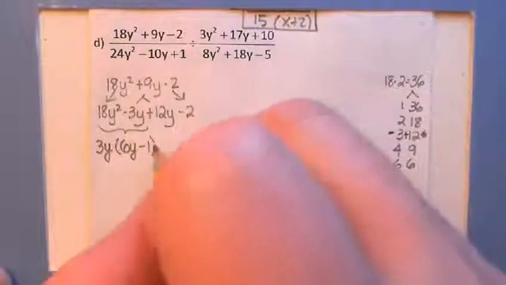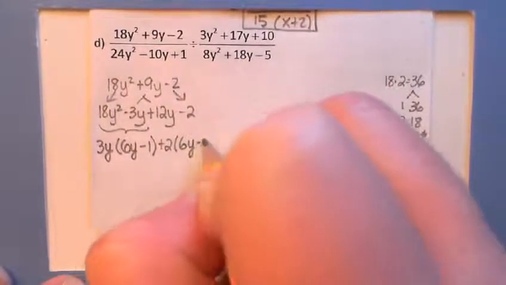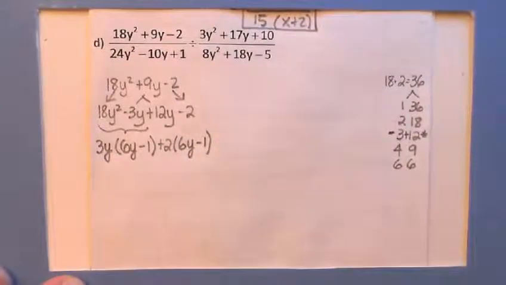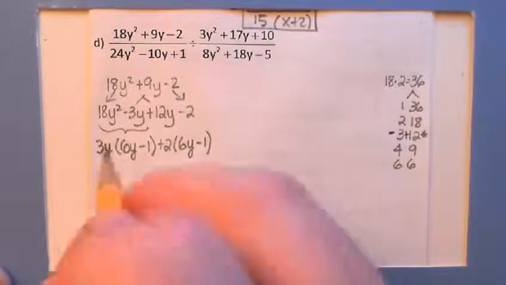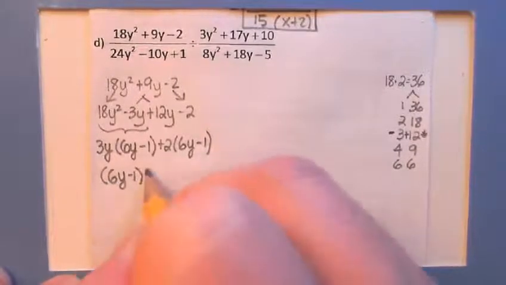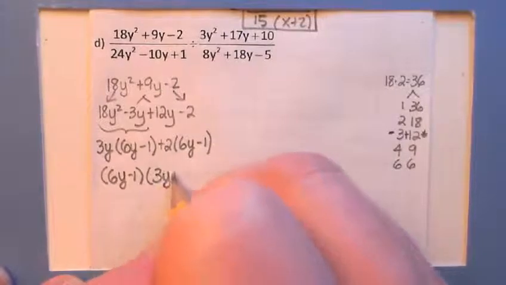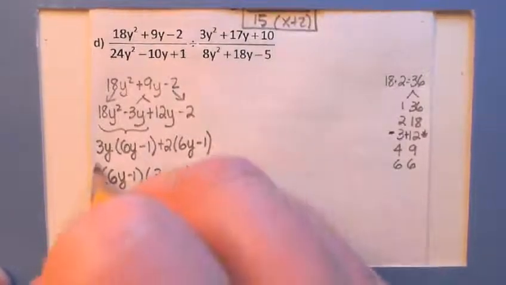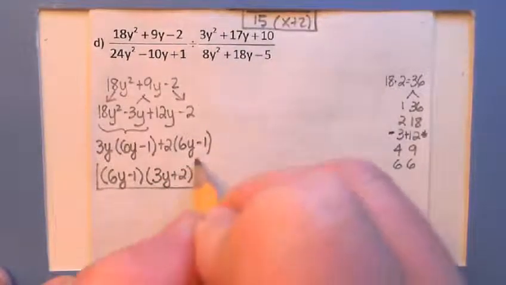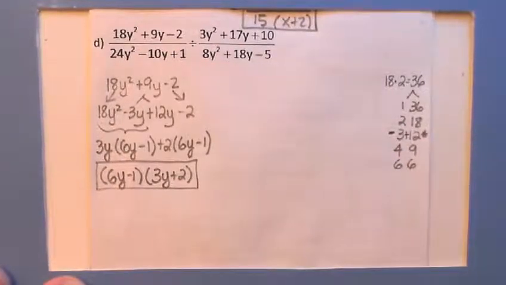And what can I factor from the last two? I can factor out a 2. So this would be 6y minus 1. Now look at these two terms. What can I factor from both? I can factor out a 6y minus 1. And if I do that, I'm left with 3y plus 2. So that's my factorization for my first trinomial there.